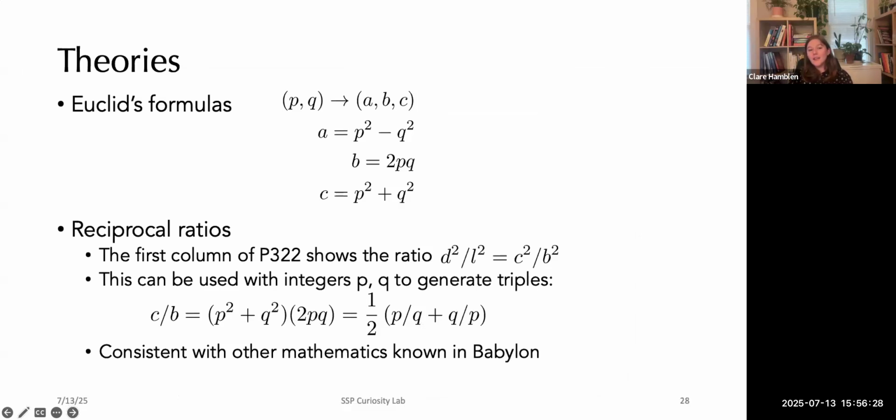Aha. One idea in support of the theory of reciprocal ratios has to do specifically with base 60 representations. Okay, so again, thinking about how did the author choose these values? One fascinating thing is that for the values in Plimpton 322, the ratio d squared over l squared, and I think also the square root, just d over l, c over b, is either a whole number or it has a terminating decimal representation in base 60.